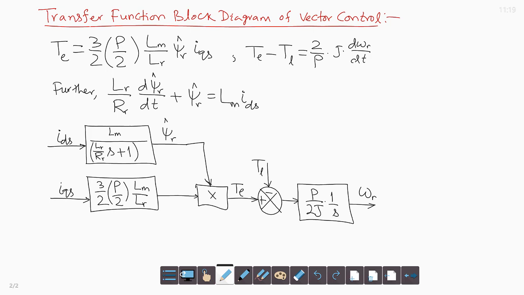It is a first order delay with time constant L r by r r. So, the rotor flux does not respond instantly to the current, it responds with a first order delay given by the time constant L r by r r. This vector control block diagram is applicable to indirect vector control as well as direct vector control.